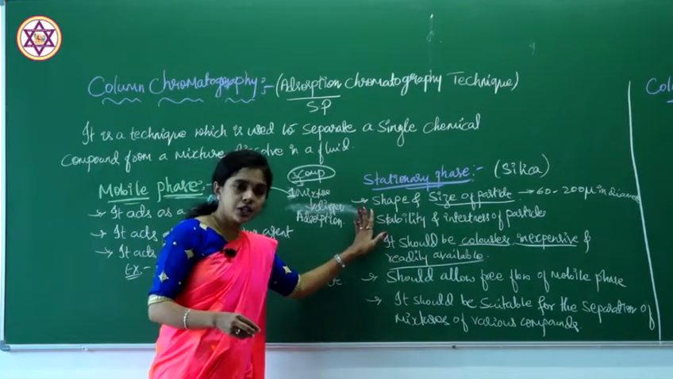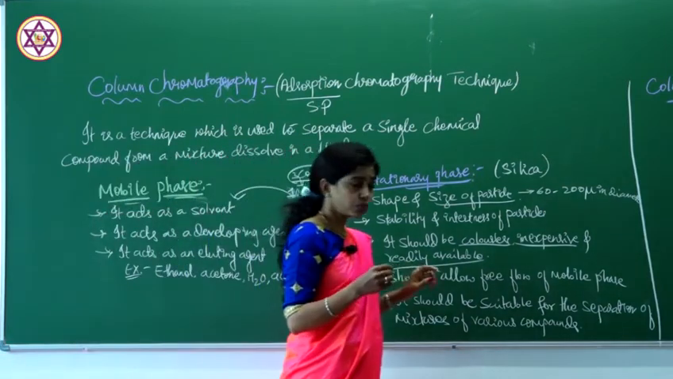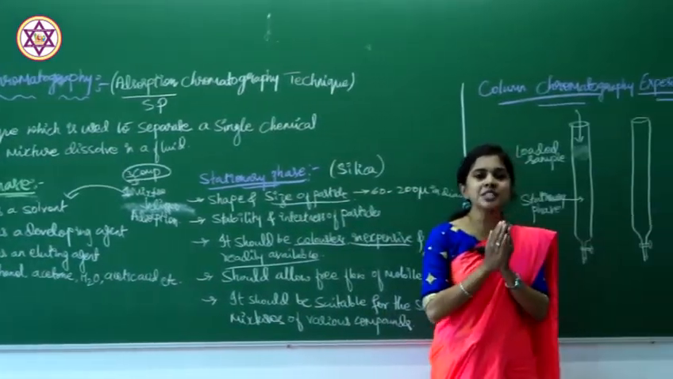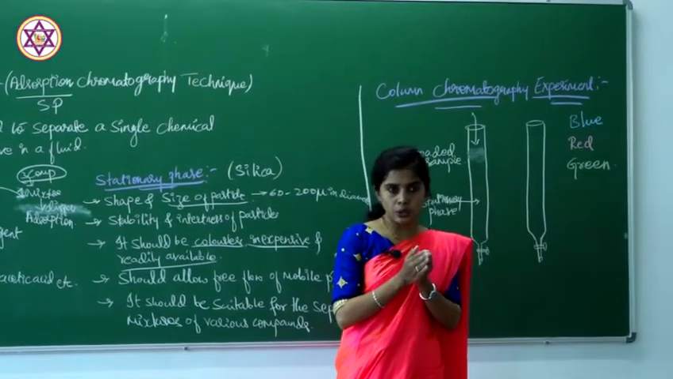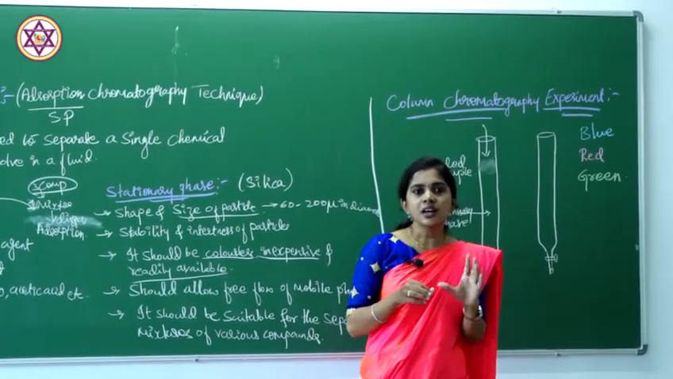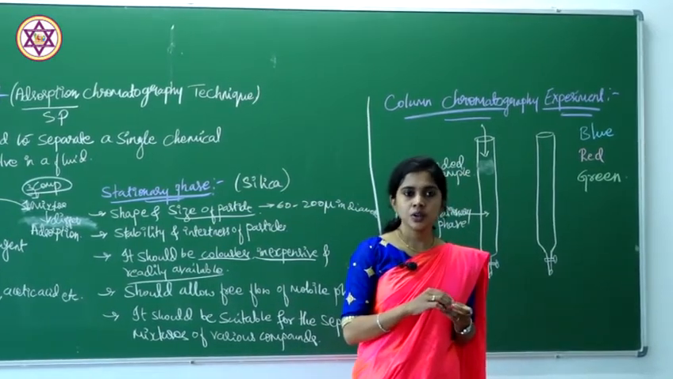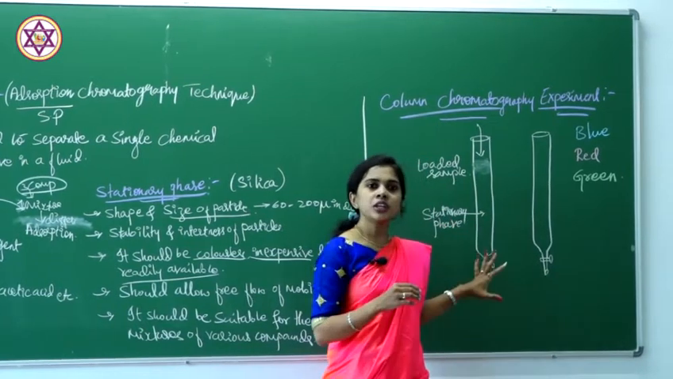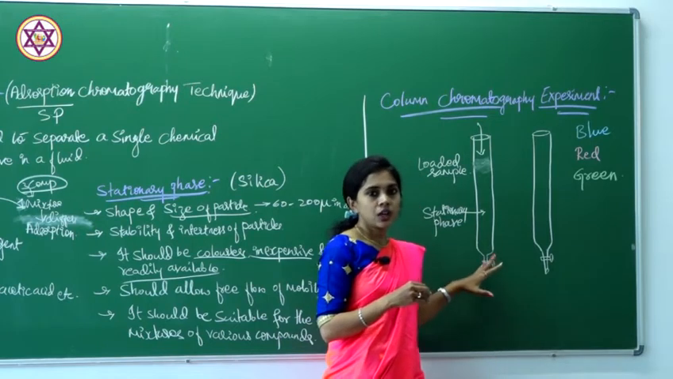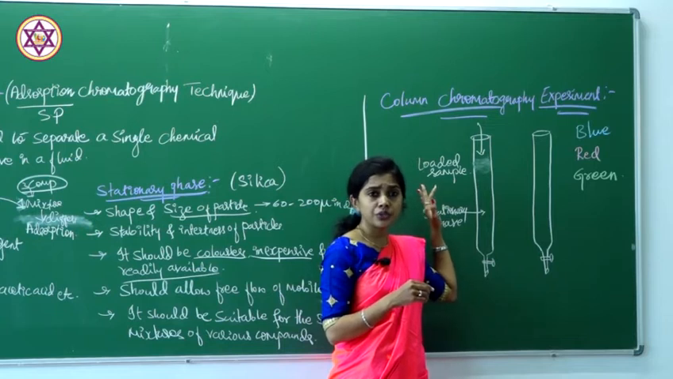Then we'll see how we are going to do this experiment. One is the stationary phase, another is the mobile phase. The name itself says what? Column chromatography. Column means what? We observe the burette in the lab, right? That is what we are going to use. It is not very expensive, so we can do an economical experiment and easily separate the compounds by this method, column chromatography.